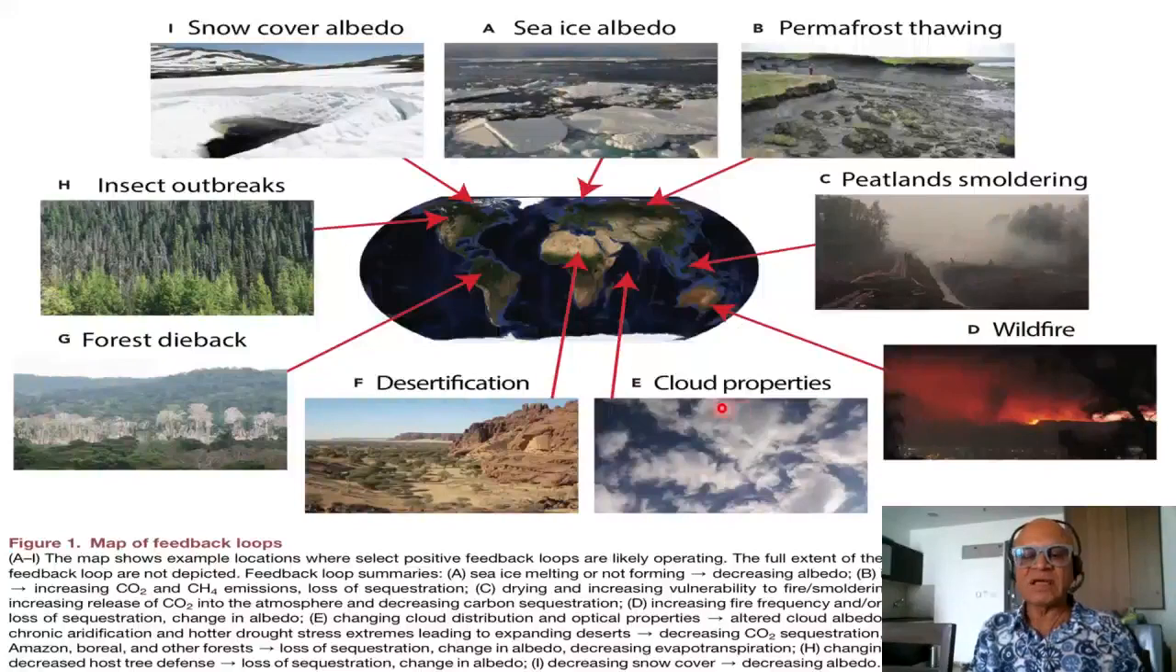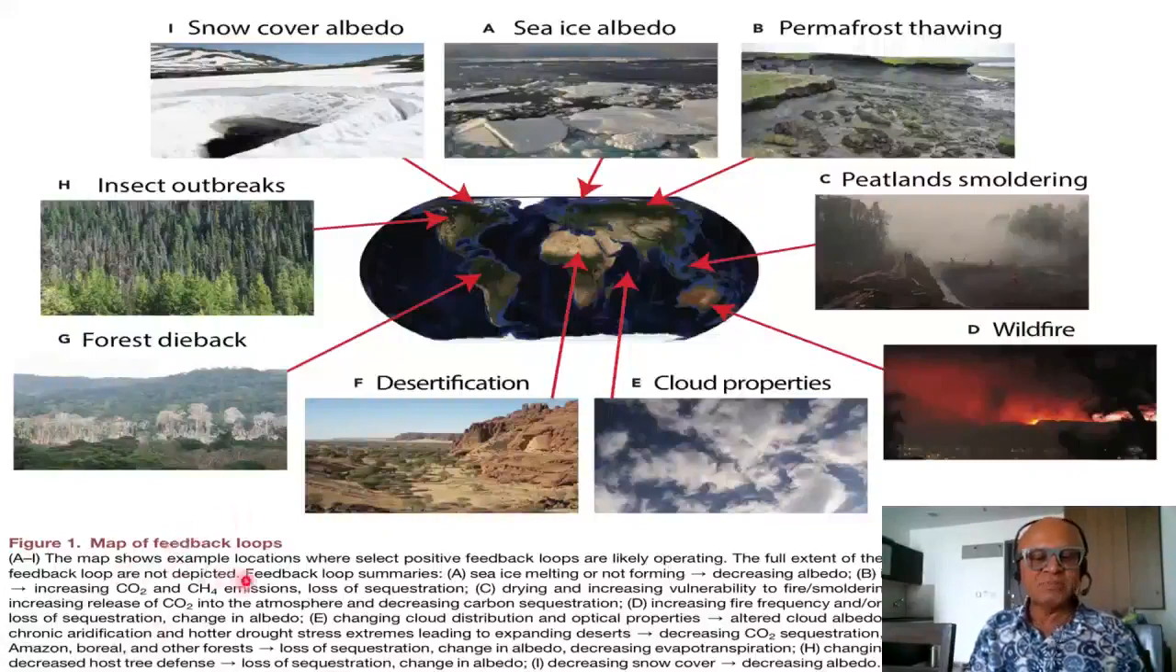Wildfires can have a feedback. Cloud properties with global warming and changes in cloud optical properties and cloud heights, etc., also have a feedback. We don't know exactly whether that's a net negative feedback or a positive feedback in a global warming scenario, but great efforts are being done to see whether we can nail it down. Desertification can have positive feedbacks in terms of energy budgets and loss of carbon sequestration, and of course forest dieback as well.